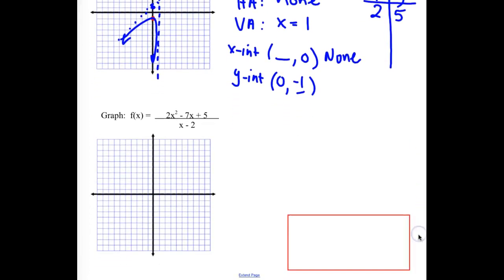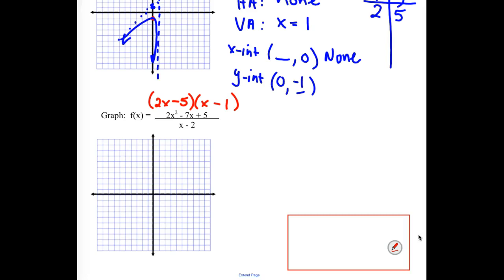All right, our last one. Go ahead and factor the numerator. What do we get for factors? 2x squared is going to have to be 2x times x. How do we get the 5? Okay. I heard 2x minus 5 and x minus 1. Multiplies to be positive 5, adds up to negative 7 in the middle.